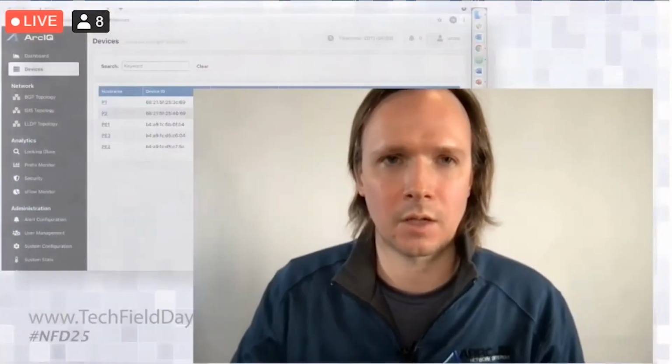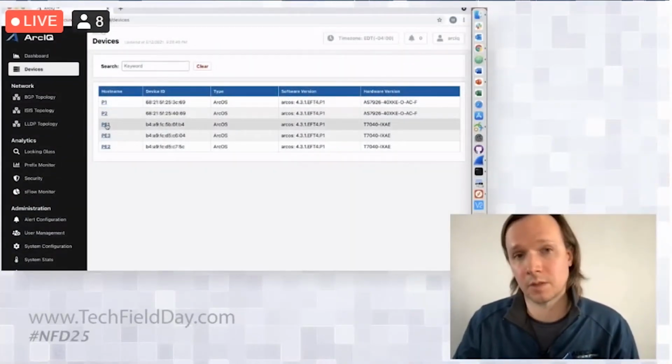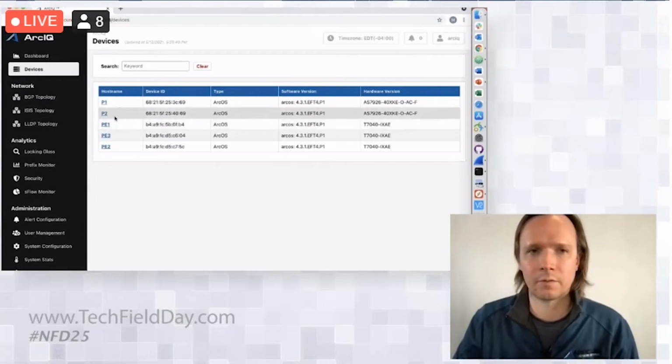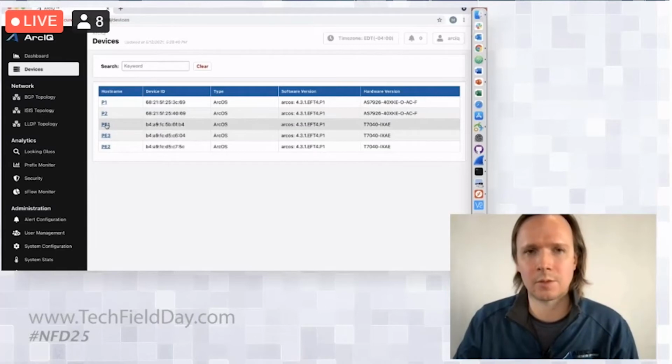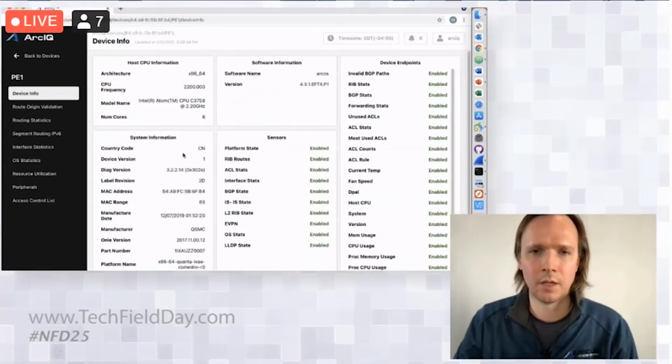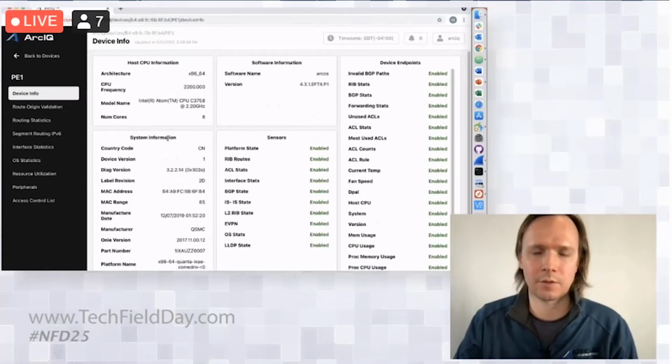For segment routing, for SRv6, one of the useful things this can do is show you some of the CLI information that I was looking at as far as SIDs go in an easier to access format potentially. So the five routers in the topology, 3 PEs and 2 P routers, are all currently streaming telemetry to ArcIQ. And if we want to look at the information for, say, PE1, we have all the platform information here, all the information about software version, hardware, system information.